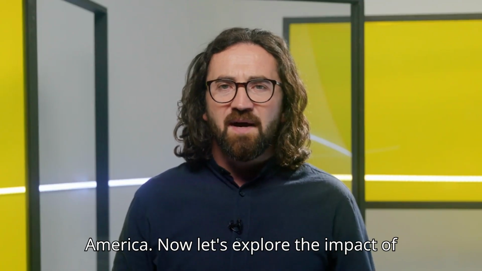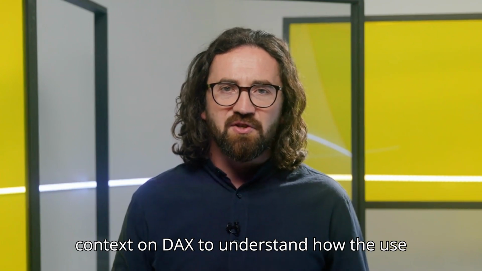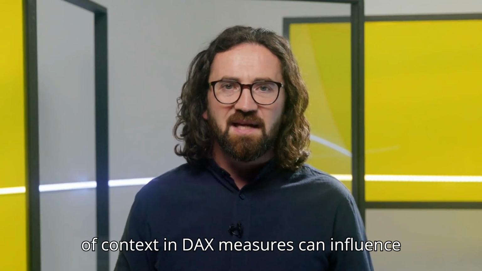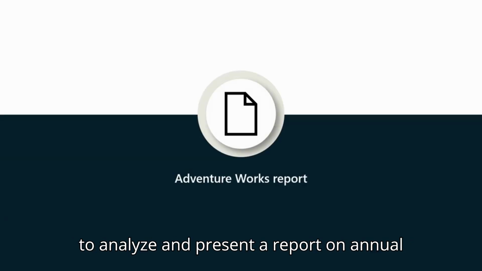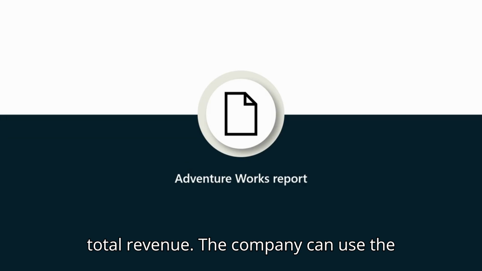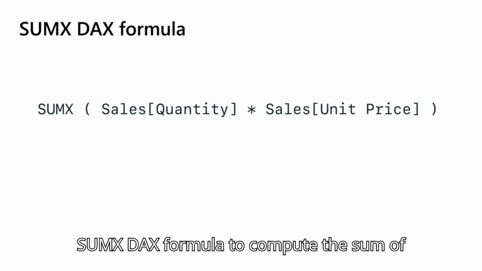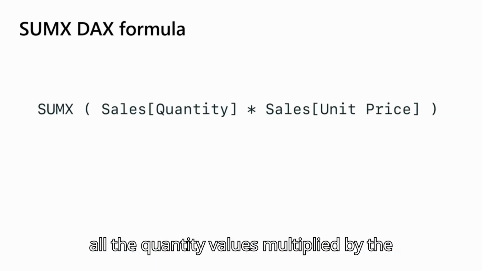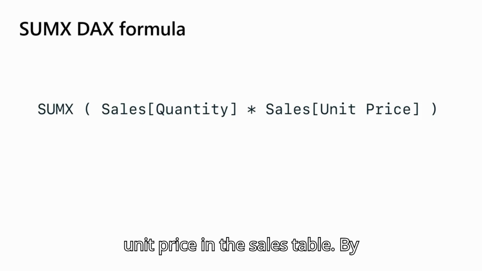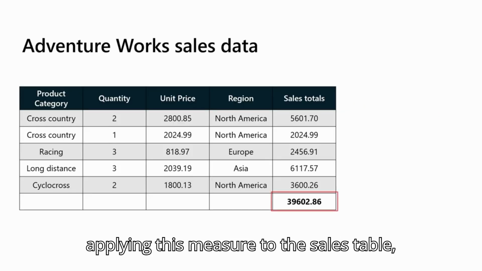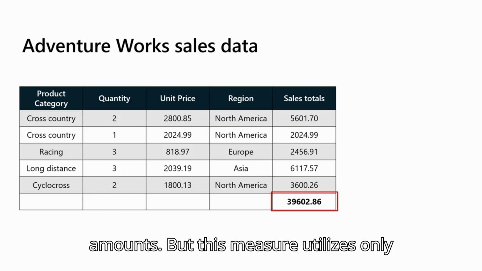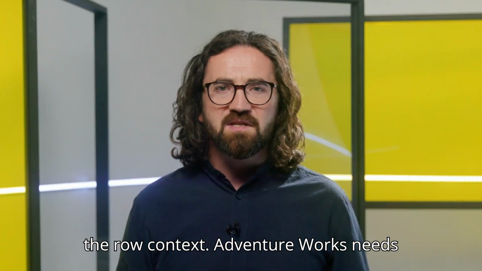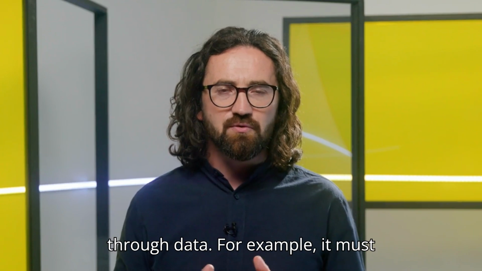Now let's explore the impact of context on DAX to understand how the use of context in DAX measures can influence business decisions. AdventureWorks wants to analyze and present a report on annual total revenue. The company can use the SUMX DAX formula to compute the sum of all the quantity values multiplied by the unit price in the sales table. By applying this measure to the sales table, the formula computes the sum of all sales amounts. But this measure utilizes only the row context. AdventureWorks needs more insights to drive key decisions through data.